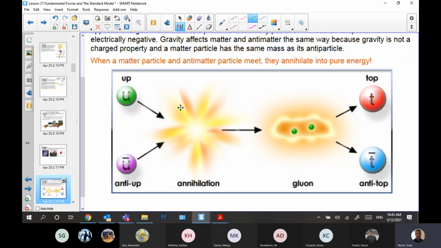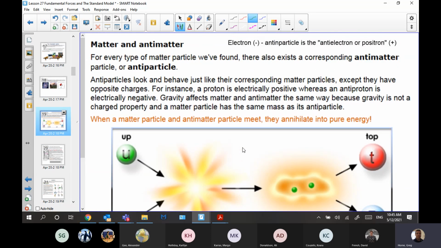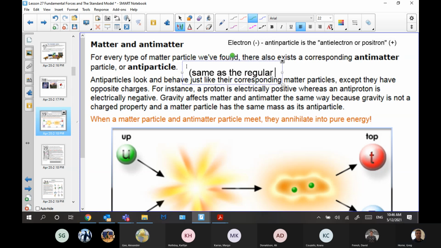Something you need to know is that if you have an antimatter particle here and a particle, they come together, they actually annihilate and produce energy. So that's kind of weird. Mathematically, antiparticles are the same as regular particles, but moving, get this, backwards in time. So another way to look at it mathematically is they're the same as the regular particle, but move backwards in time.